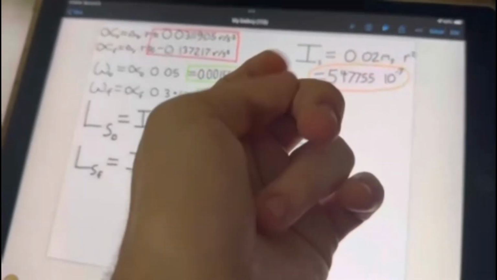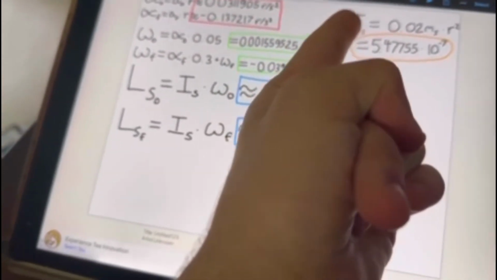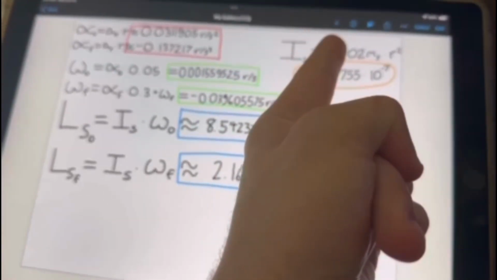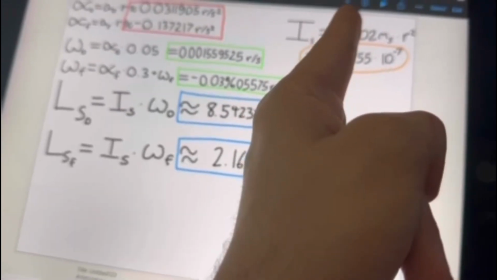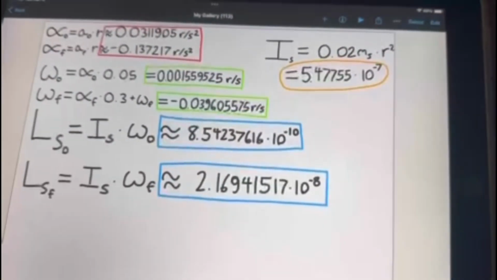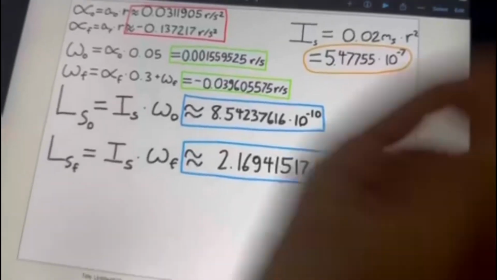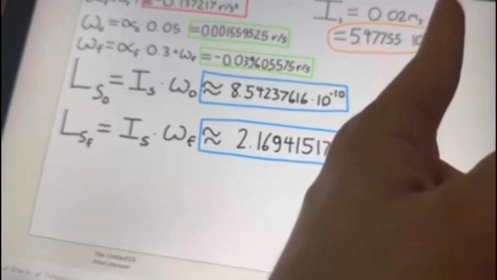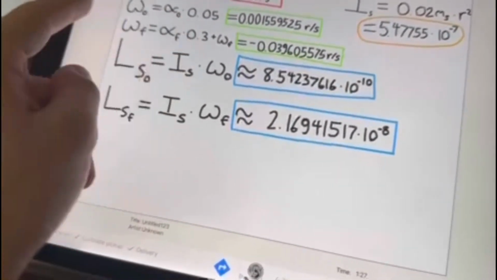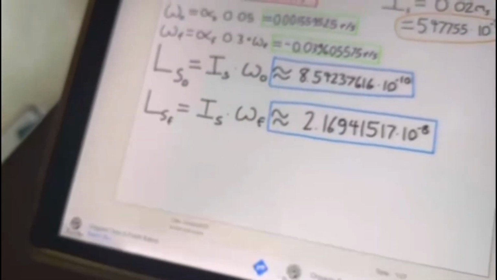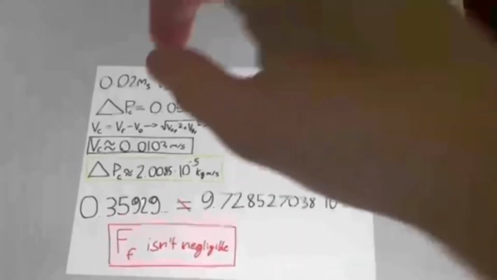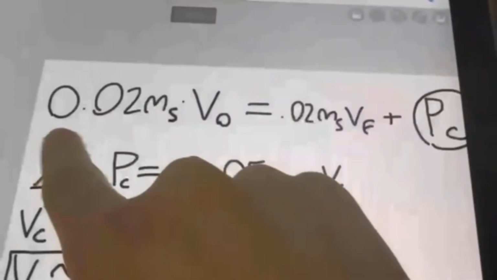And I was then able to figure out that the inertia of the shrimp was around 0.02 times the mass of the shrimp, which is the percentage that the mantis shrimp claw takes of the overall mass, times r squared, is around this value, and that would be its inertia. And so using that value and the angular velocity values, I was able to discern the angular momentum for all of these.